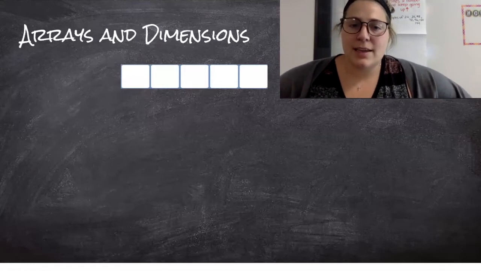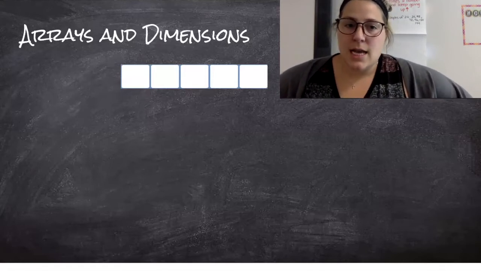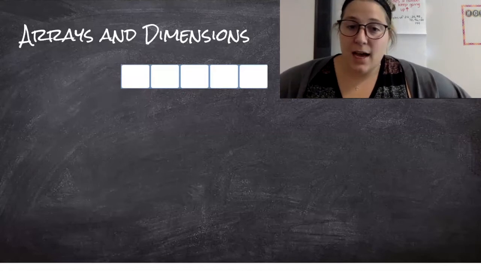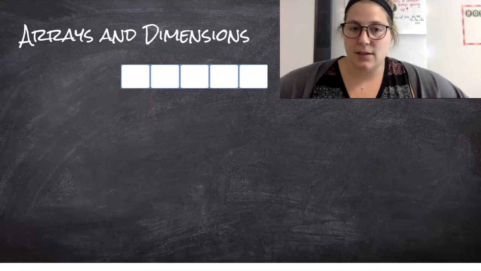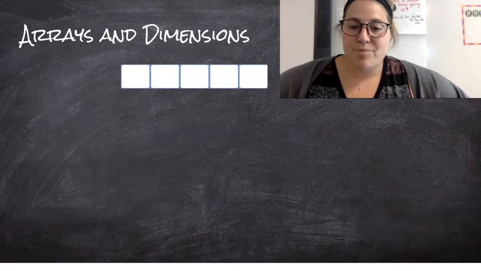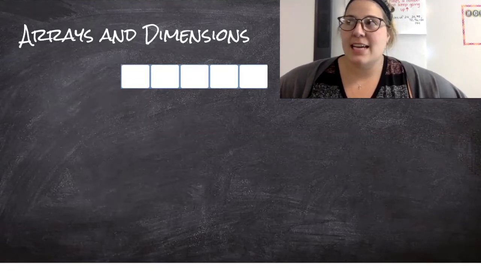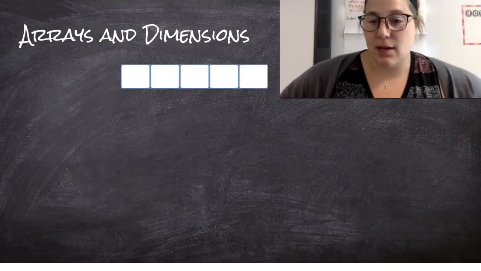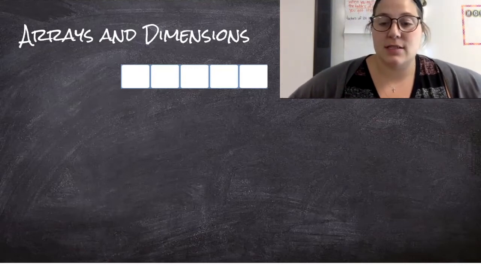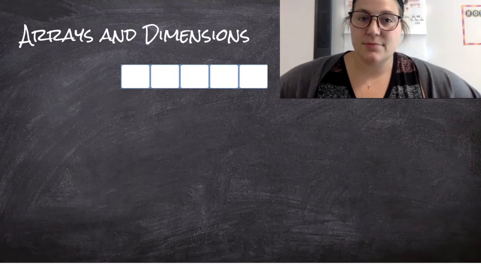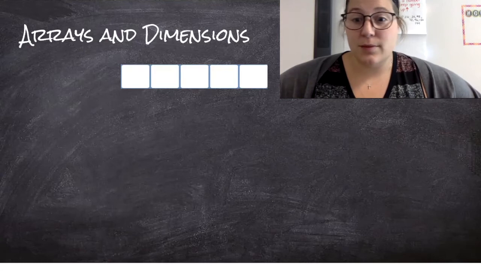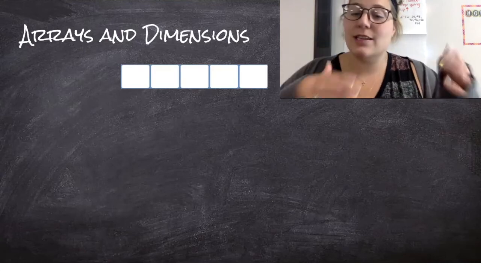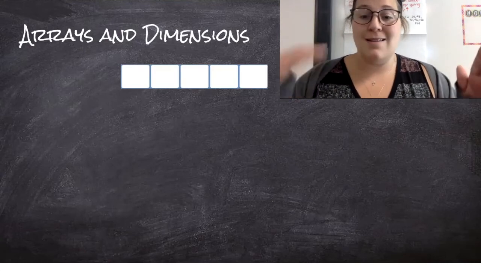So I want you to think about the array that I have showing. It has 5 tiles. And I want you to think if there are any other ways I could make an array for 5 tiles. You should be thinking or discussing that no, this is the only way. Yes, I could turn it the other way, but the only way is 1 by 5.